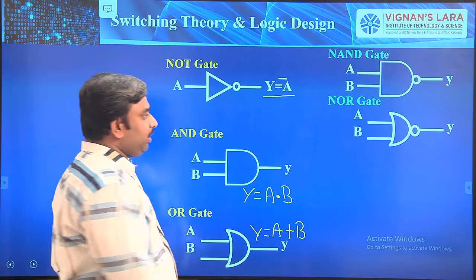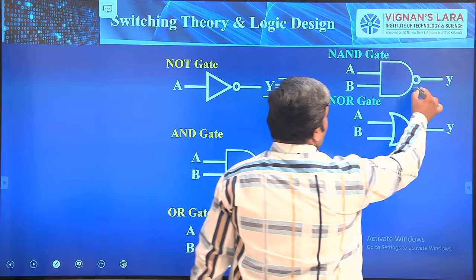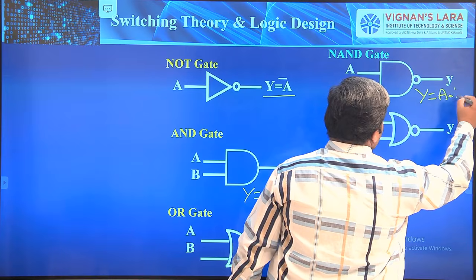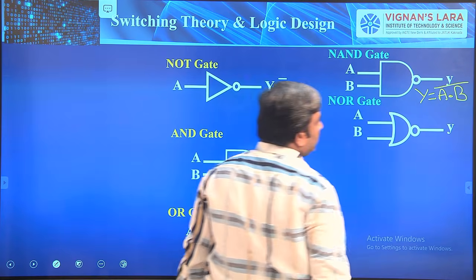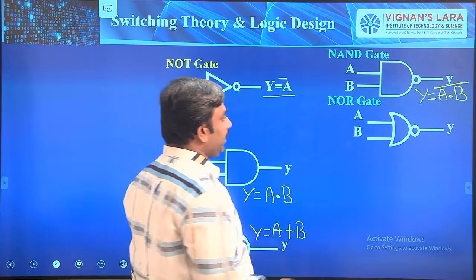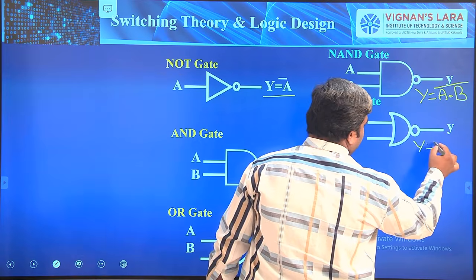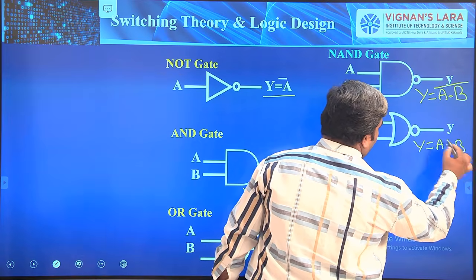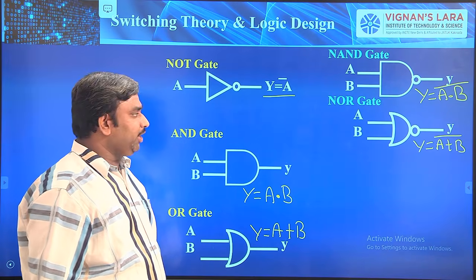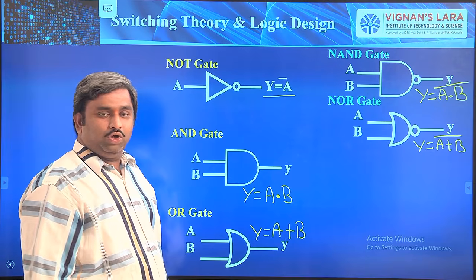Next, universal gates. Y is equal to A dot B whole bar. So this is the NAND gate operation. It is exactly the reverse of the AND gate operation. NOR gate, Y is equal to A plus B whole bar. So this is the reverse of the OR gate operation. These two are called universal gates.